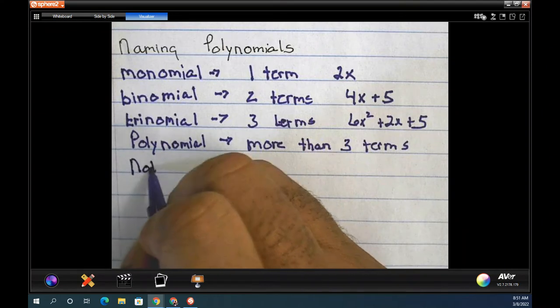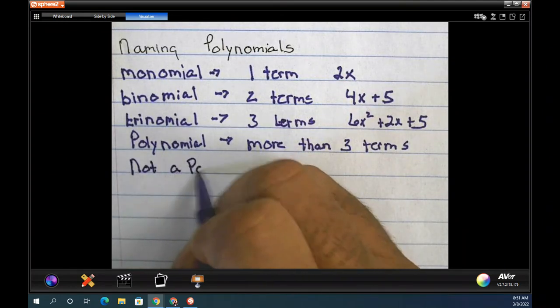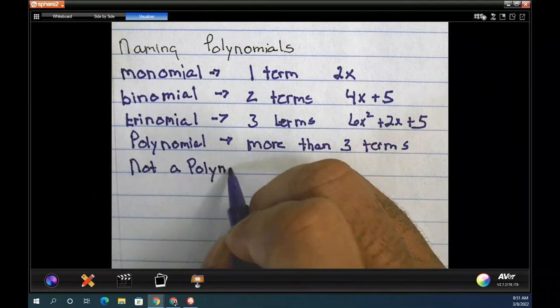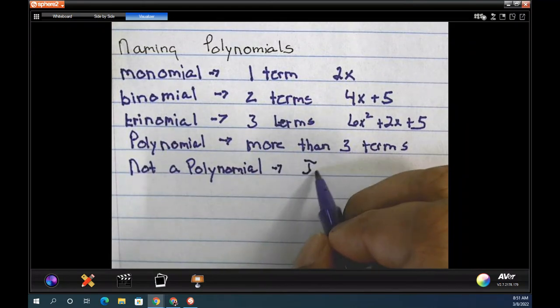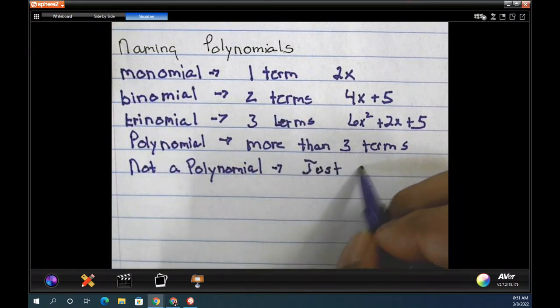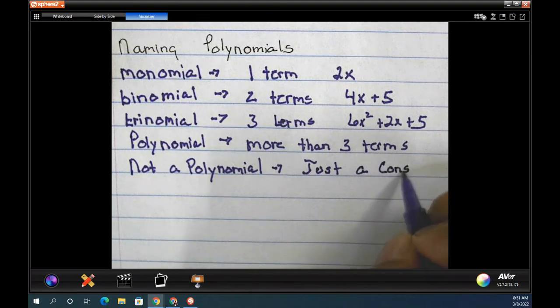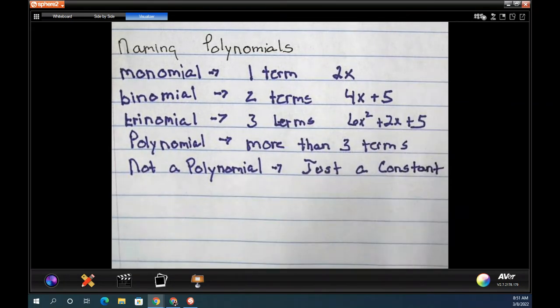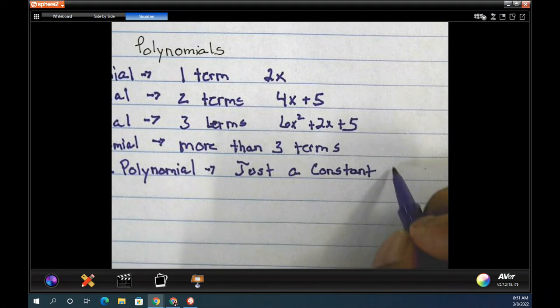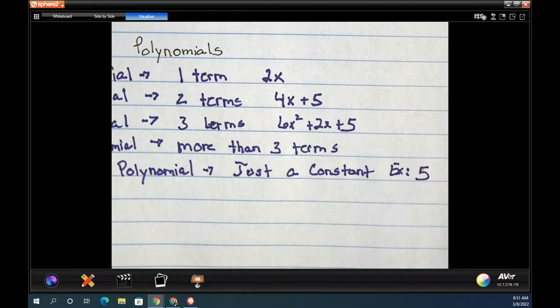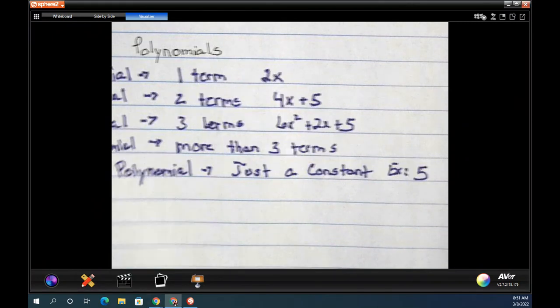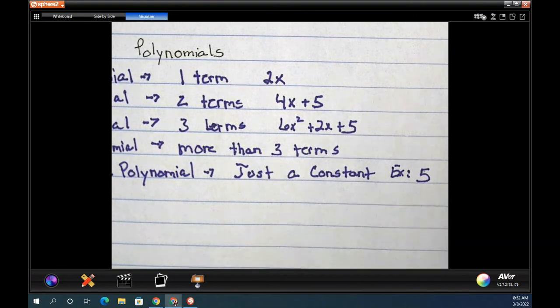Oh, not a polynomial. This is for getting more math. If it's just a constant. Example, if you have just a number, it is not a polynomial. Okay?